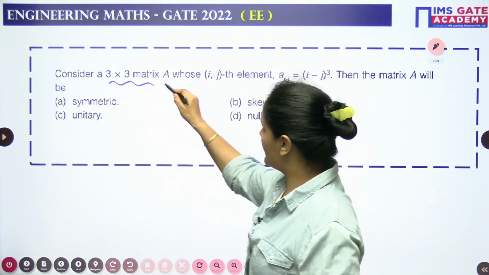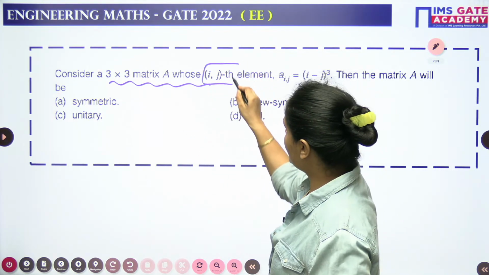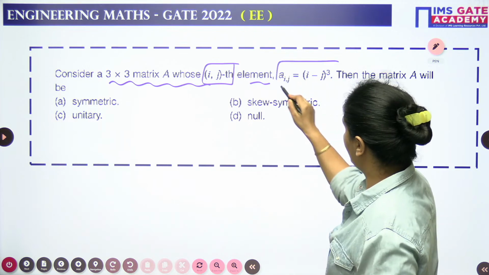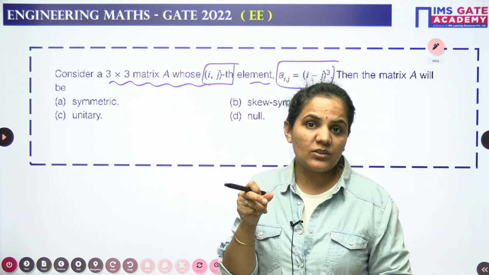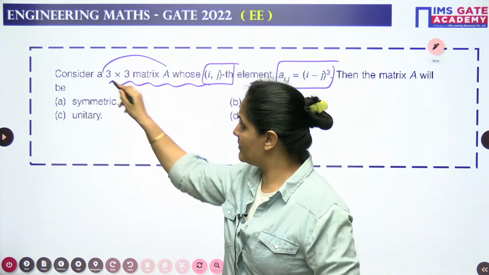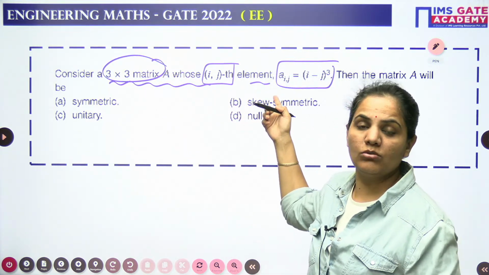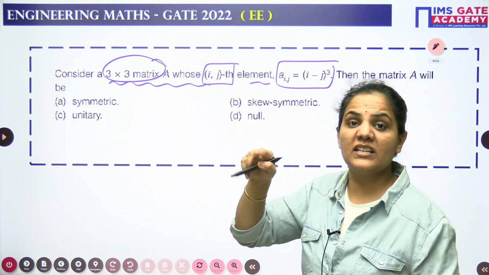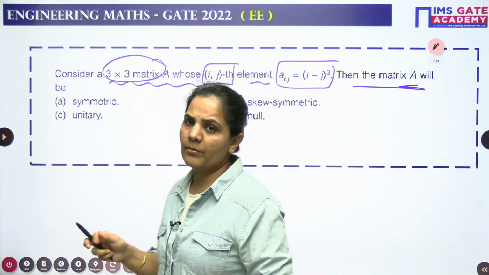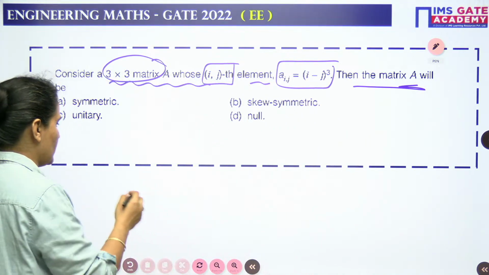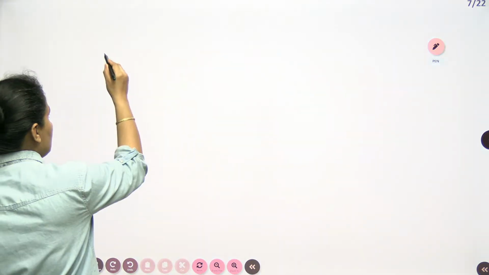Consider a 3x3 matrix A whose ijth elements are given as a_ij equals (i minus j) whole cube. If we need to find the 3x3 matrix elements, we can find them through this pattern, which is (i minus j) whole cube. Then the matrix A will be. If you want to make the matrix, you can directly make it also. So let me write it down here. This is a very simple question.